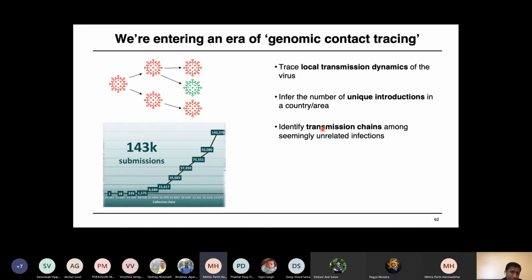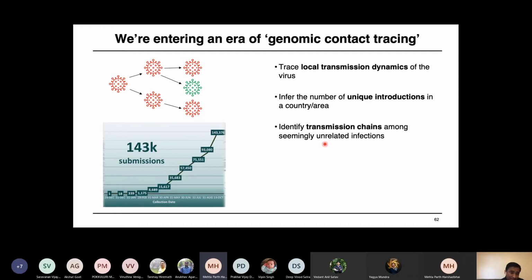And so on. But you can also use it for transmission chains. So let's say a bunch of people got infected in a particular locality. You can actually try and infer using phylogenetics who could have been the first person to have been infected, and how was the transmission chain among those infections. And you can also do it for unrelated infections.